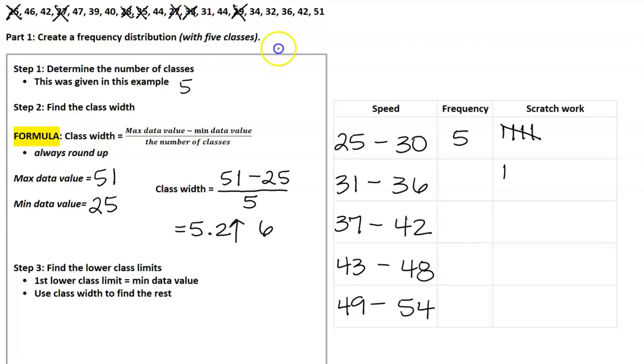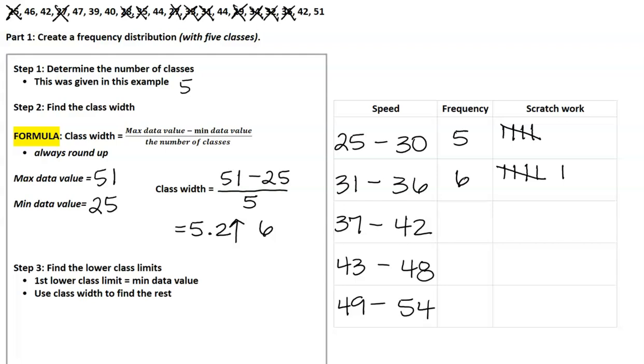We have 33, which gives us our second one. 31 also falls into that category. 34 would also be in this class. 32 would also be in this class. And the last one we would have would be 36. So the frequency of the second class is 6.